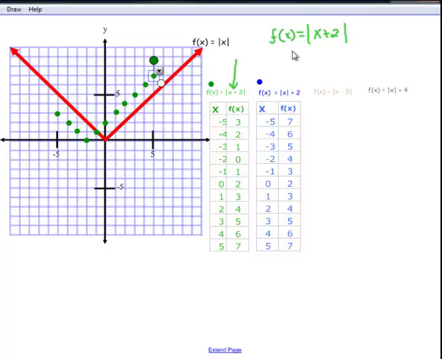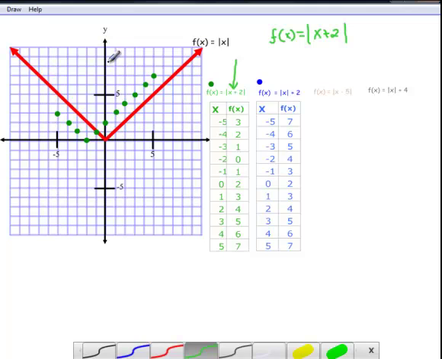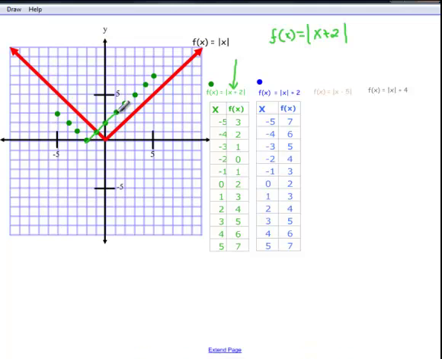If you see what happens here is we get an absolute value graph. It looks just like mama, except it's in a different spot. So we call that a baby graph. It looks just like mama, except it's a little different. Mama is always through 0, 0.